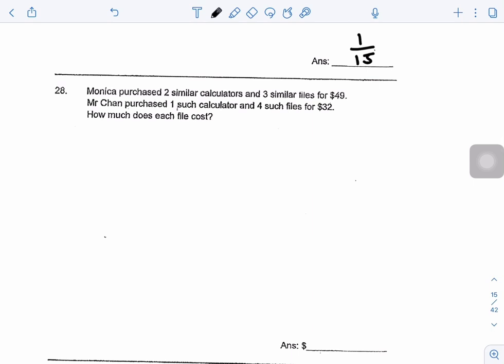Question 28. Monica purchased 2 similar calculators and 3 similar tiles for $49. Mr. Chan purchased 1 such calculator and 4 such files for, this is files, not tiles, for $32. How much does each file cost? 2 calculators plus 3 files cost $49. 1 calculator and 4 files cost $32.